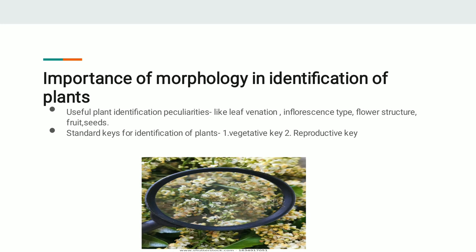There are two types of identification process, known as the keys to identification of the plant. First key is the vegetative key and the second key is the reproductive key. Within the vegetative key, we deal with the leaf part only, and within the reproductive key, we distinguish the plants from each other on the basis of the reproductive part, that is the flower.